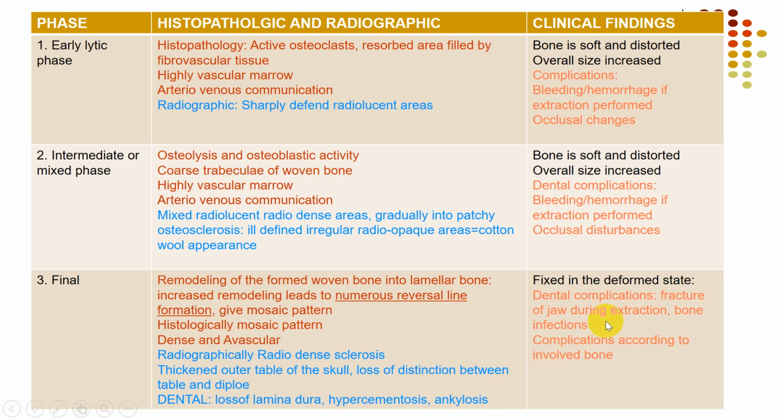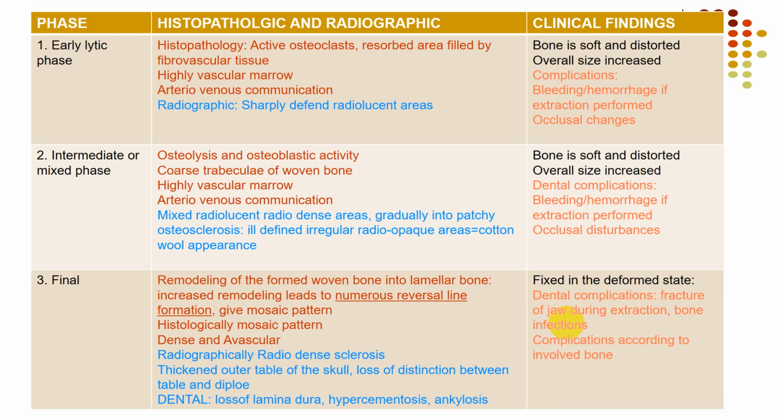The complications will be fracture of the jaw during extraction, and bone infection if bacteria or organisms get access into the underlying bone, or the jaw bones. Why are they more prone to infection? As we said in osteomyelitis, people who do not have good blood supply to the area will not have good immune response to the infection. So they will end up with necrosis and osteomyelitis or sequestrum formation. So here we will have infections and bone fracture, of course, in addition to complications of the enlargement and size changes of the bone.